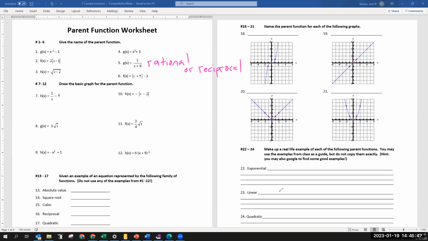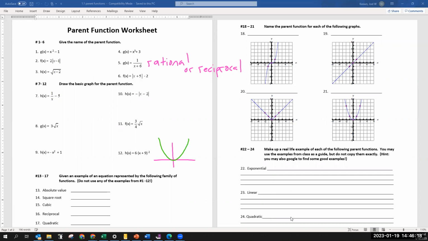Okay. Draw the basic graph. Now, don't stick these in your calculator and graph them, because that's not the graph we want. We want the graph of the parent function, meaning the graph that looks like it's on your paper. So for instance, number 12 is a quadratic. So my graph for number 12 is just going to be that.